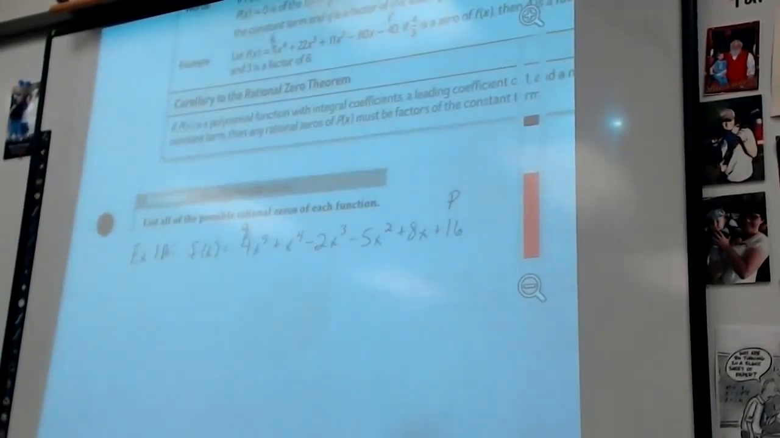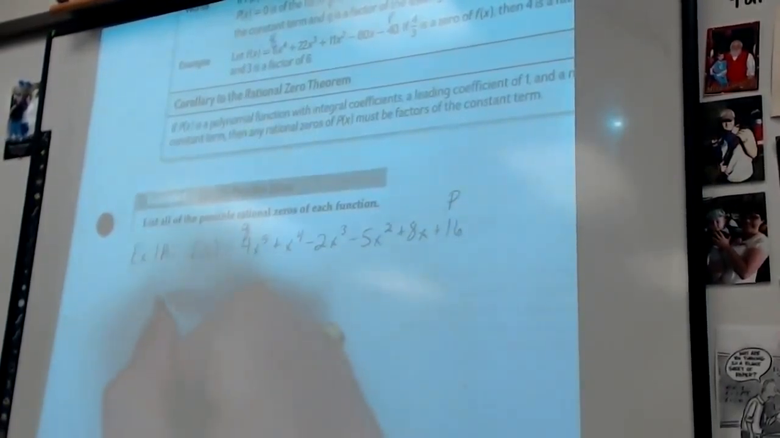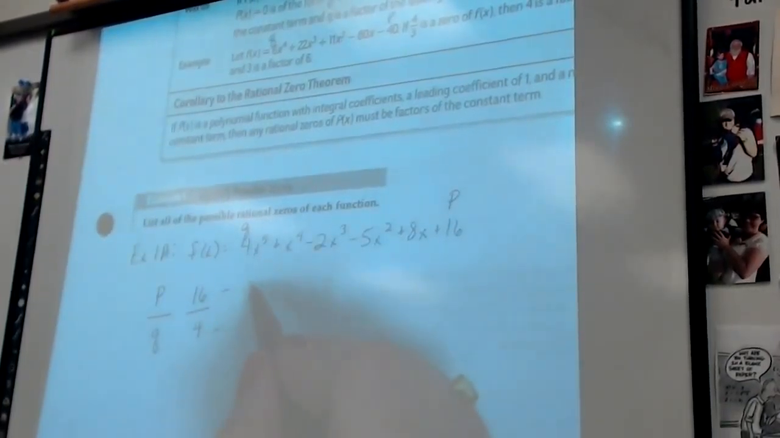All right. So what the rational zero theorem says is we can take the factors of P over the factors of Q. And when we do that, we've got to do both positives and negatives. So the first thing we're going to do is list our factors of P. Well, what is our P? 16. What is our Q? 4. But it's not just 16 over 4. We've got to list all the factors of 16 and 4.